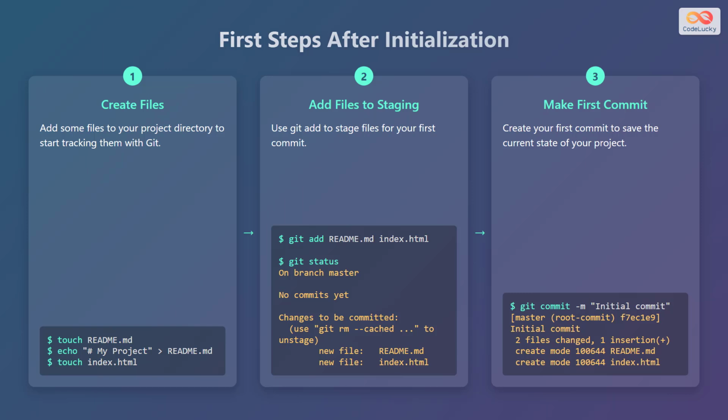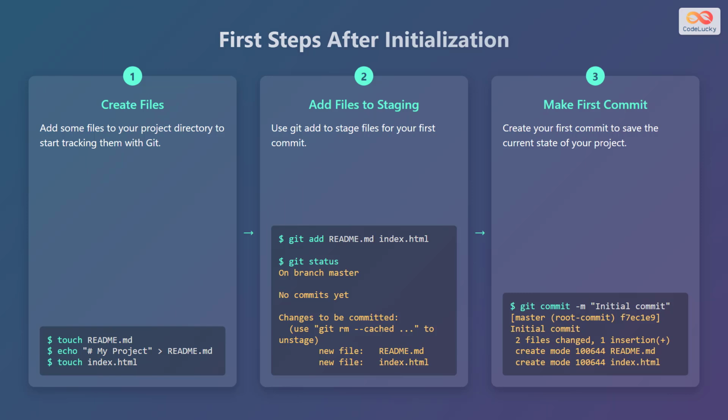After initializing your Git repository, what are the next steps? Step 1. Create files. Add some files to your project directory to start tracking them with Git. You can create new files using commands like touch, or by adding existing files to the directory. Step 2. Add files to staging. Use git add to stage files for your first commit. This tells Git which changes you want to include in the next snapshot of your project. The git status command is useful for viewing the current status of your repository.